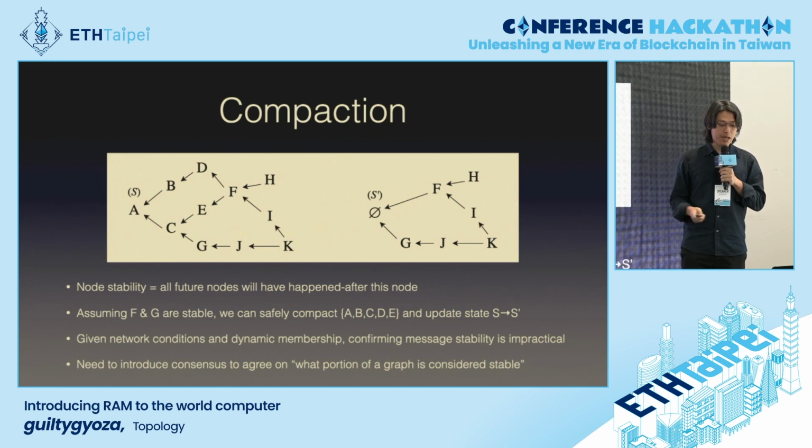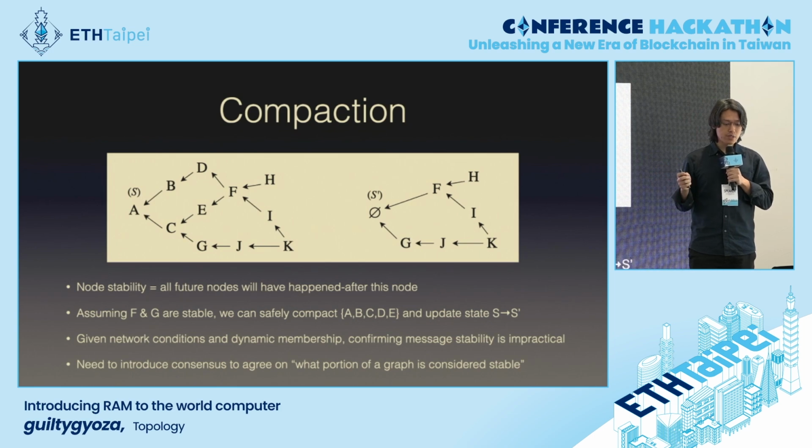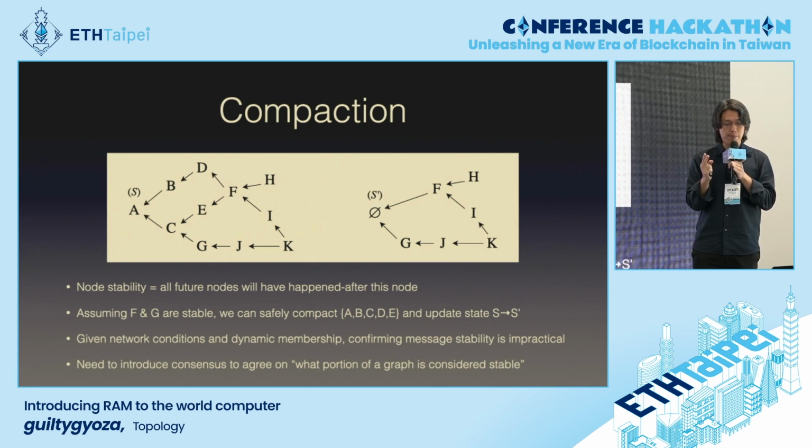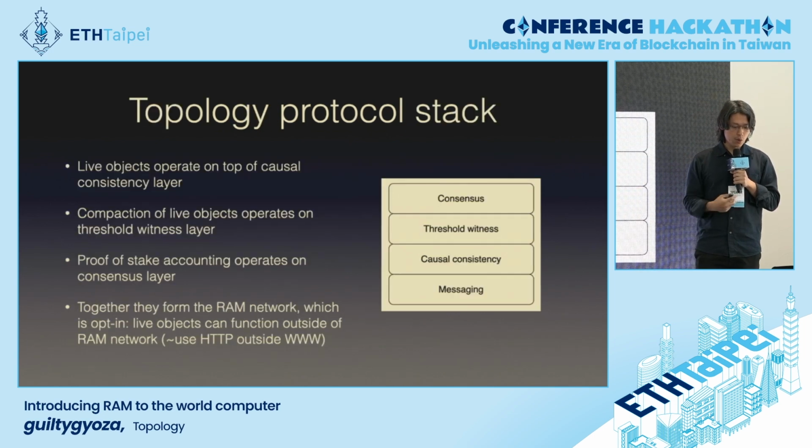Okay, so we can talk about compaction a little bit. Compaction basically means pruning the graph. On the left, you have a large graph. If we assume that messages F and G in the middle are stable, meaning that no future events will come before F and G, then we can prune away the messages before F and G, basically saving space. Otherwise, this graph grows indefinitely, and you will have a memory-bound problem.